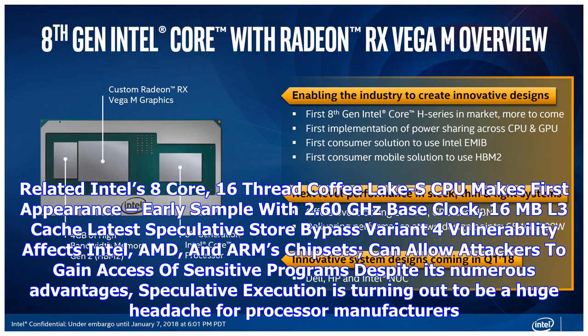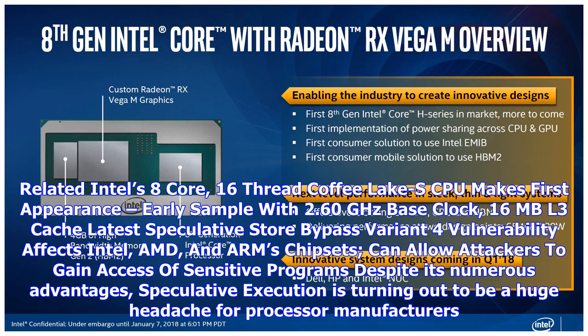Related: Intel's 8-core 16-thread Coffee Lake CPU makes first appearance, early sample with 2.60 GHz base clock, 16 MB L3 cache. Latest Speculative Store Bypass Variant 4 vulnerability affects Intel, AMD, and ARM's chipsets, can allow attackers to gain access of sensitive programs despite its numerous advantages.